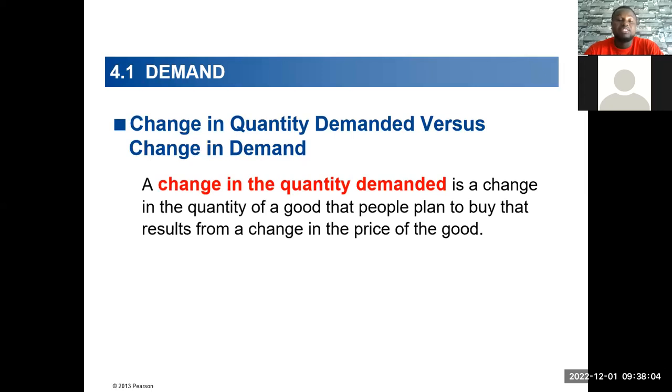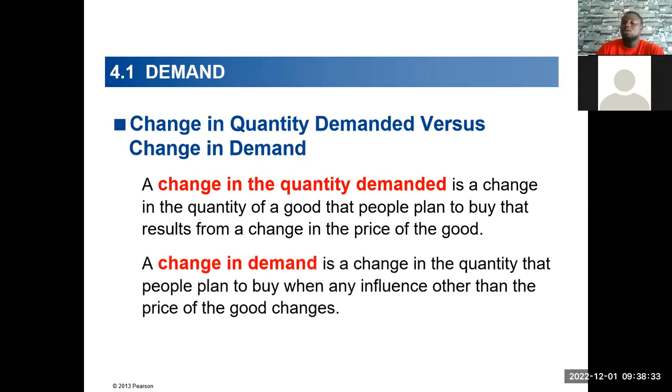Now let's look at the difference between change in quantity demanded and change in demand. We have a change in quantity demanded when there's a change in the quantity that people desire to buy as a result of a change in the price of that good. We know that whenever price changes, there will be a change in the quantity that we buy. That change is called change in quantity demanded because it was a result of a change in price. But then we have change in demand. It's possible we'll change the quantity that we want to buy, but it wouldn't be as a result of a change in price.